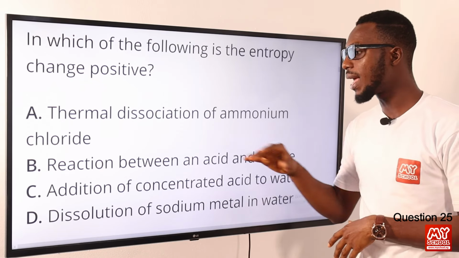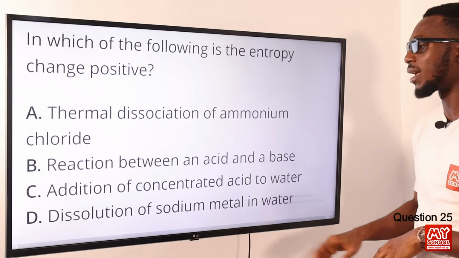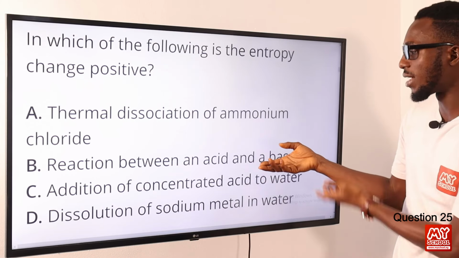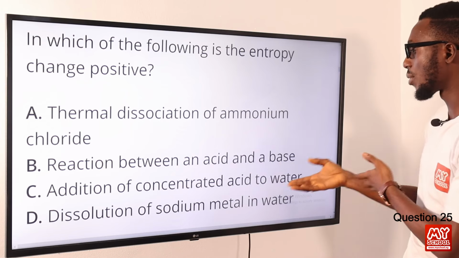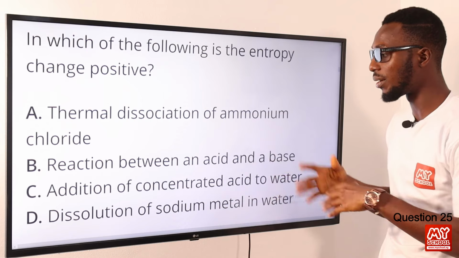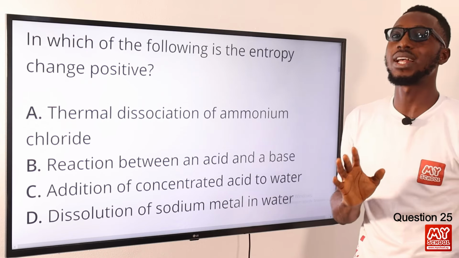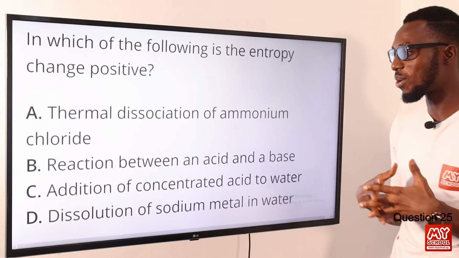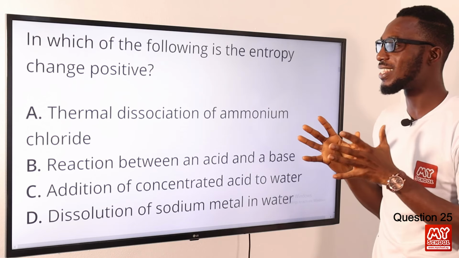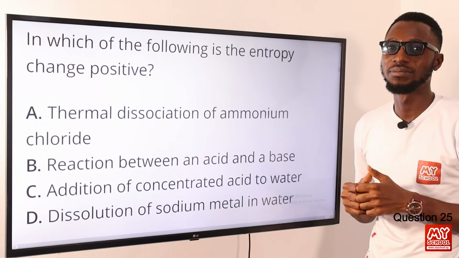When I talk about B and D, we are talking about exothermic reactions, because if you just add sodium to water, it reacts violently. There's release of energy, exothermic. As well as this, addition of concentrated acid to water. That's why you are told in the lab, when you are working with reagents, to add acid to water, not water to acid, because of the dangers attached to that kind of experiment. So the correct option here is the thermal dissociation of ammonium chloride.